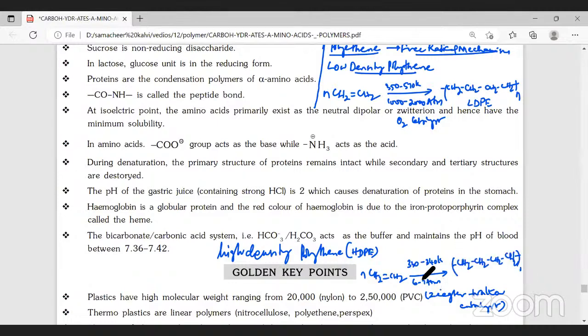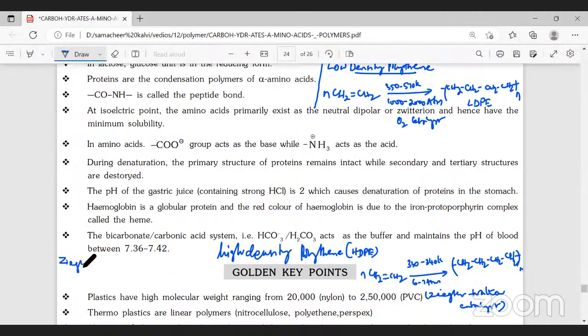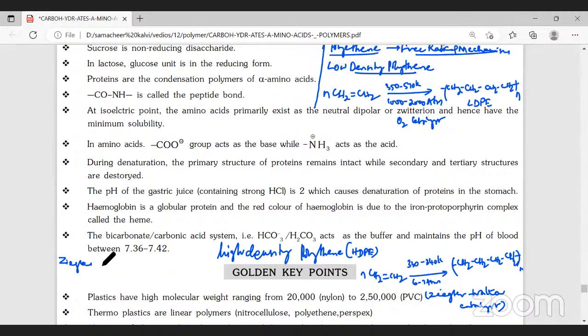But here, the condition is 330 to 340 Kelvin, and the pressure is very low, 6 to 7 atmosphere, in the presence of the Ziegler-Natta catalyst. What is this Ziegler-Natta catalyst?